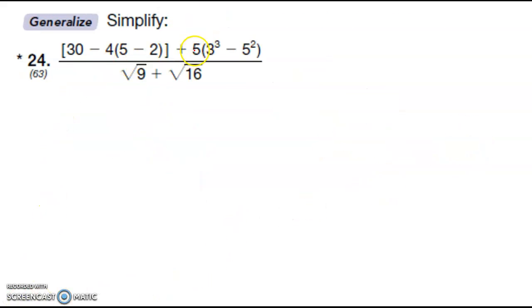Oh, fun. Okay, so let's work this out. We've got symbols of inclusion and PEMDAS. So let's see. I'm going to go ahead and do the top. So we have 30 minus 4 times 5 minus 2 is 3. Plus 5 times, this is 3 times 3 times 3, which is 27. Minus, this is 5 times 5, which is 25.